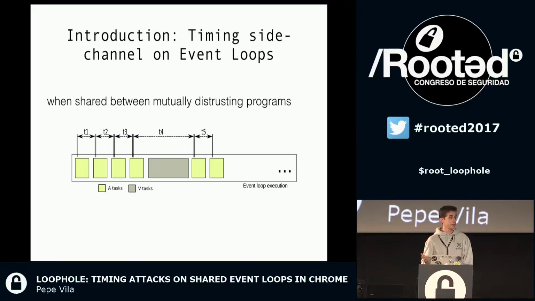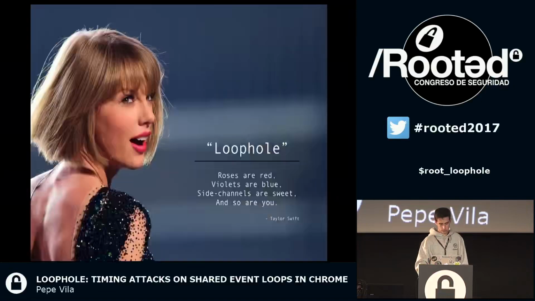But what happens when this event loop is shared between different parties, between mutually distrusting programs? In this case, we have an attacker sending messages or tasks to this event loop, and is measuring the time that each one takes to be processed. So we measure the time between two consecutive events, and we see what delay we have. If we see a bigger delay, we may infer that a victim called V has sent a message, or that it is processing a message not from us, from someone else. So keep that idea in your mind, because this is what we will be using in Chrome to do some cool things. Well, Loophole is the name of a project anyway.